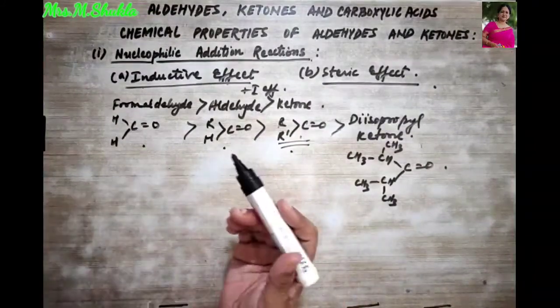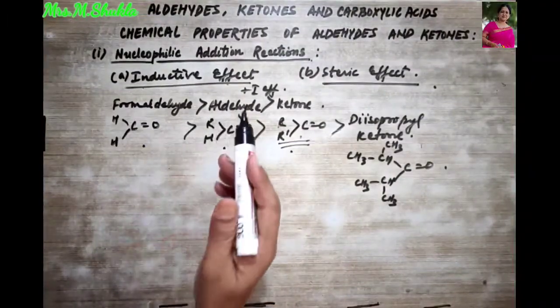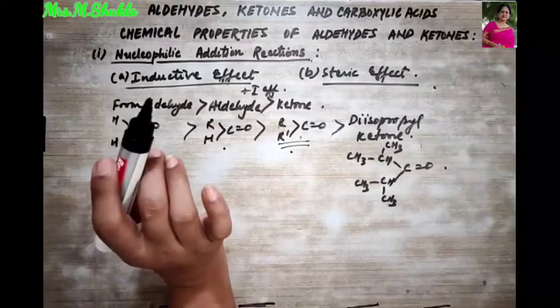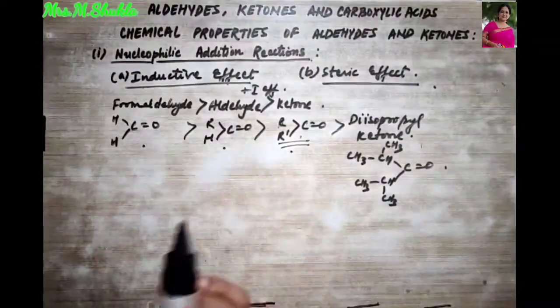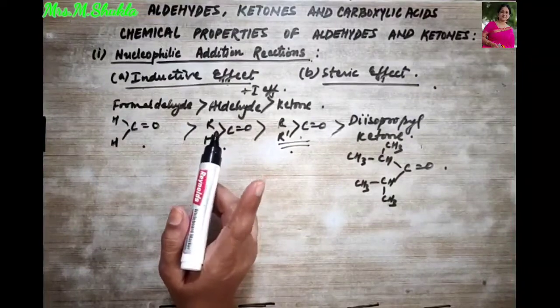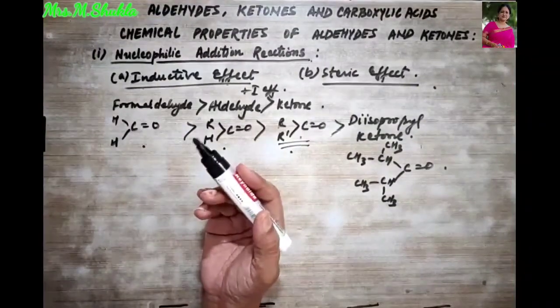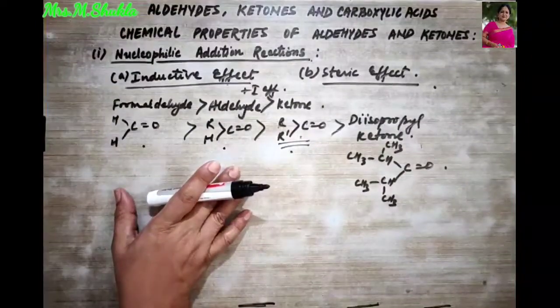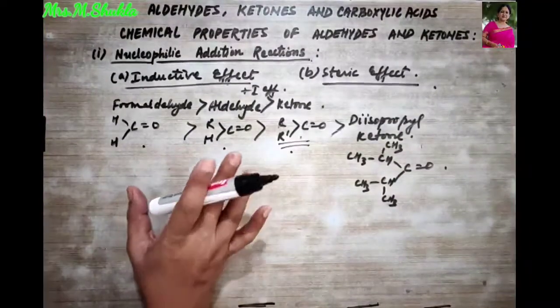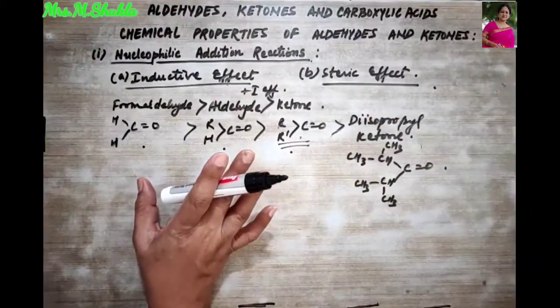Now, aromatic aldehydes and ketones are less reactive than the corresponding aliphatics. Okay. Why? Because the electron donating resonance effect of the benzene ring increases the electron density on the carbonyl carbon, and this makes the carbonyl carbon less electrophilic. I hope this point is clear.